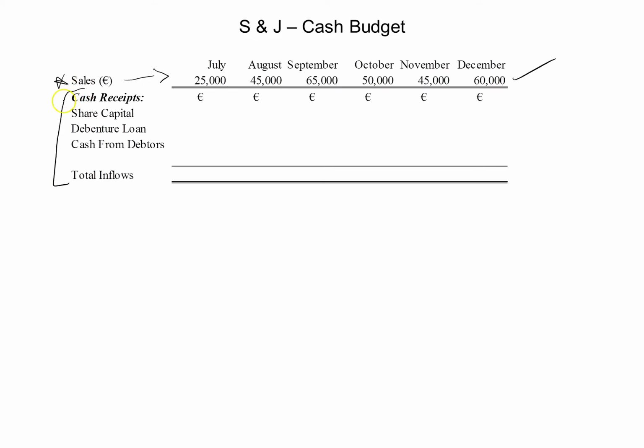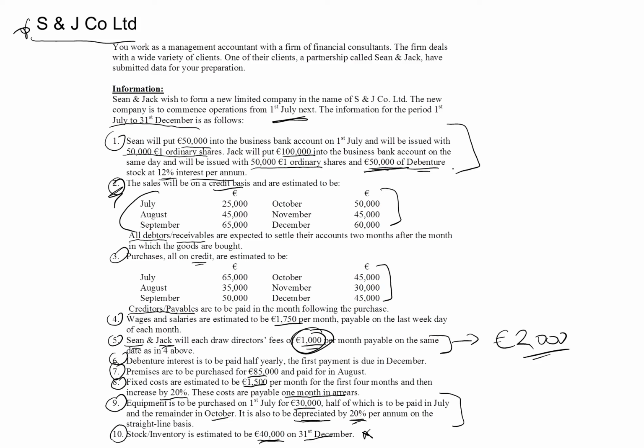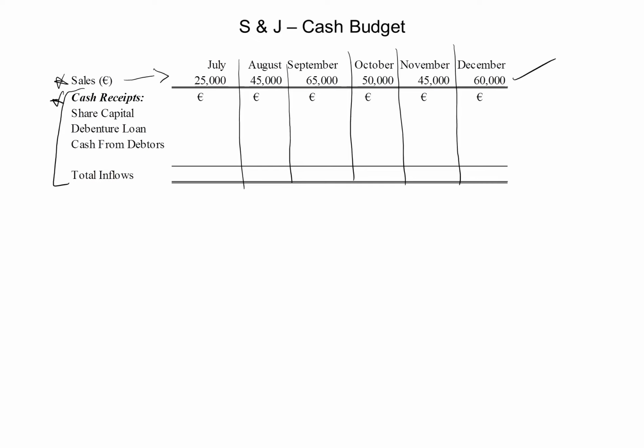My cash budget starts here with my cash receipts. So for each month, I'm going to put in here the projected cash movements on a month-by-month basis. Starting off with the share capital, just go back and have a look at that. We can see that Sean is putting in €50,000 and Jack is also putting in €50,000. And then we also have the debentures of 50,000. So what we'll have here is share capital 100,000. That's 50,000 from Sean and 50,000 from Jack. And we have the 50,000 debenture loan, which is from Jack.